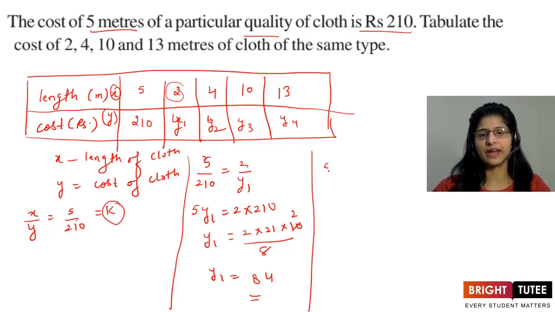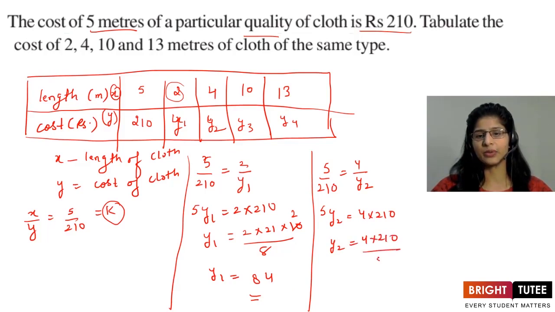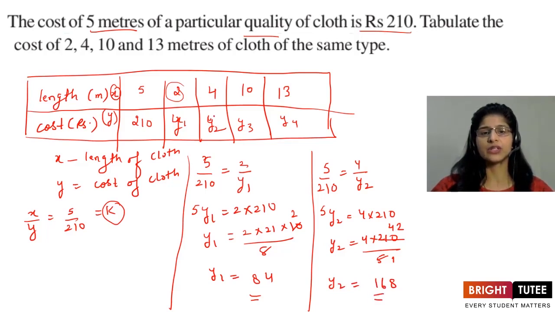Now the next one we can write 5 upon 210 equals 4 upon y2. So this is not compulsory, that you always use 5 upon 210 and then equate it to something. Because you have got 2 upon 84, that can also be used, because that is also going to give us the same answer when converted to simplest form. So 5y2 is equal to 4 into 210, y2 is equal to 4 into 210 upon 5. 5 fours are 20, 5 twos are 10. So y2 will be equal to 4 twos are 8, 4 fours are 16. We get 168. So the cost for 4 meters of the cloth is 168.